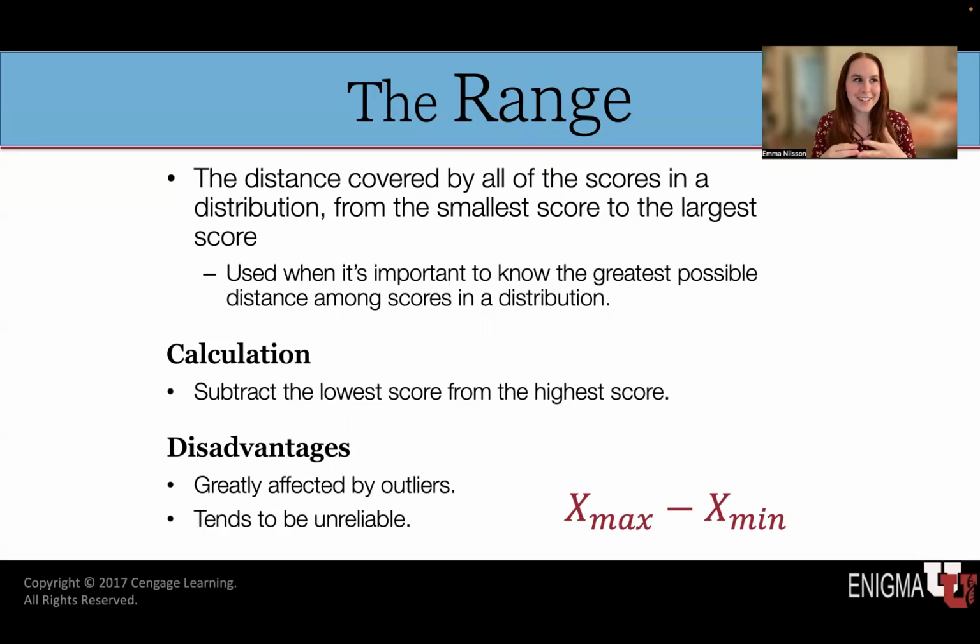The problem with the range is that it is completely determined by the two most extreme values in a distribution, and it ignores all of the other scores, which means that it's not really a reliable method in terms of describing spread. It's great at describing range. That's what it does. So yes, the disadvantages here are that it's greatly affected by outliers and tends to be unreliable. The best and most commonly used measure of variability instead of range is actually standard deviation, which we're going to talk about a little later.